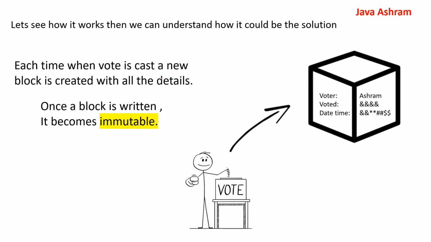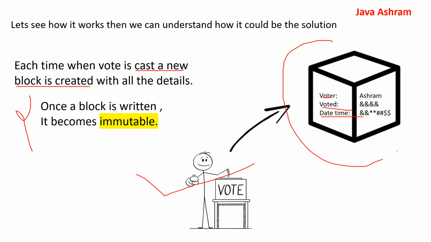Each time a vote is cast, a new block is created with all the details. This is very important. A new block is created with all the details. What could the details be? Like the voter name, or the voter ID, or the date and time. So every time you cast a vote, it creates one block, and all your information will be stored in this block. And once this block is written, it becomes immutable. Immutable means once the block is created, you won't be able to alter it.